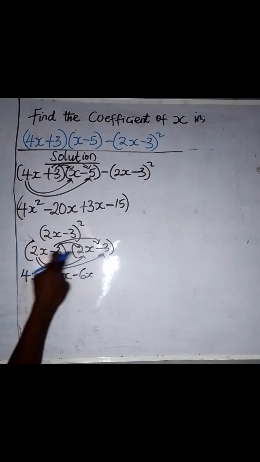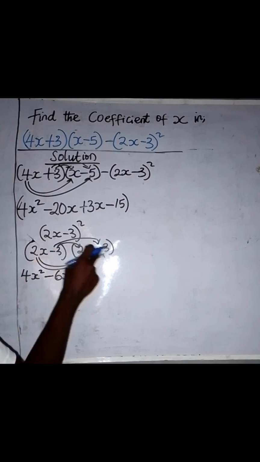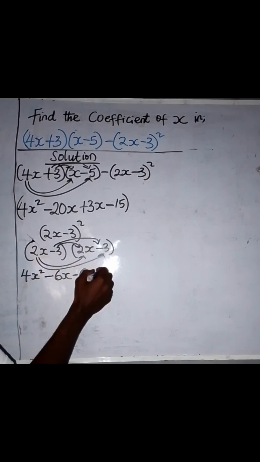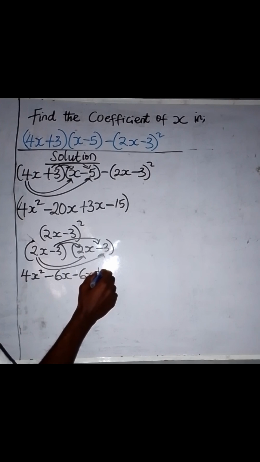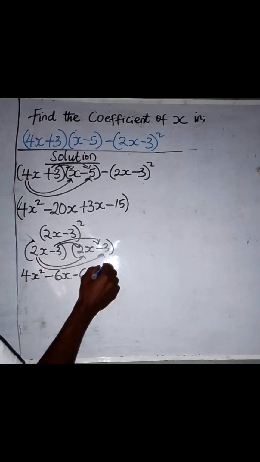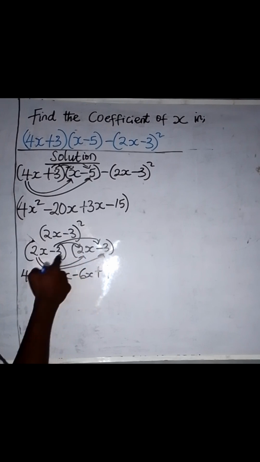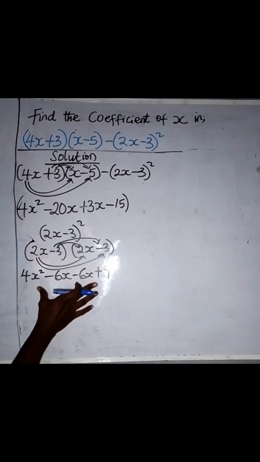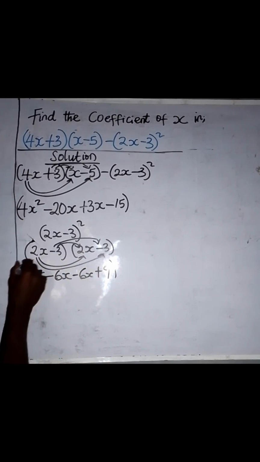Okay. Then I'm left with what? Minus 3 times minus 3 is what? Plus 9, because minus times minus is plus. 3 times 3 is 9. So this is the value of the second bracket.